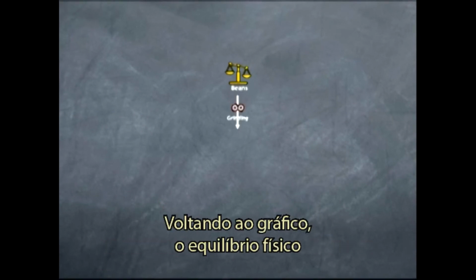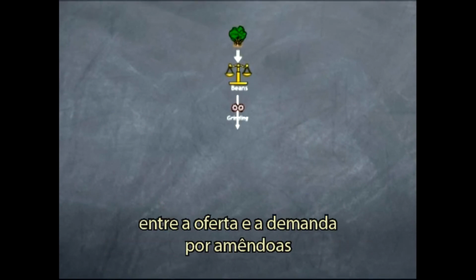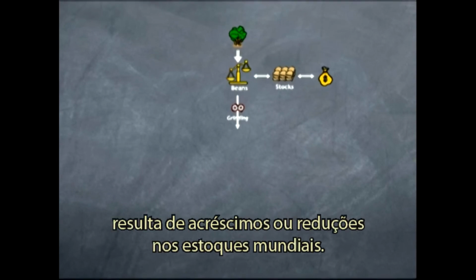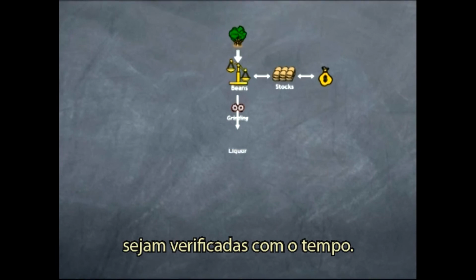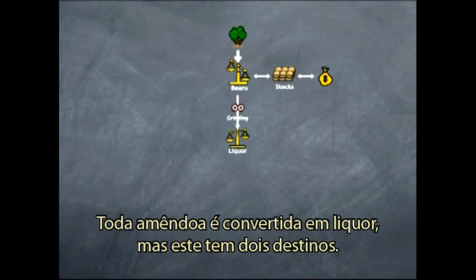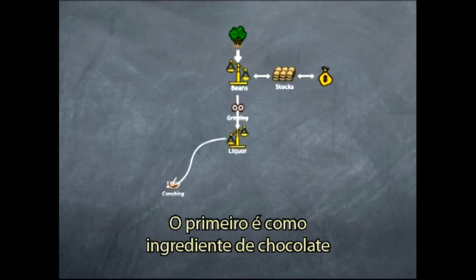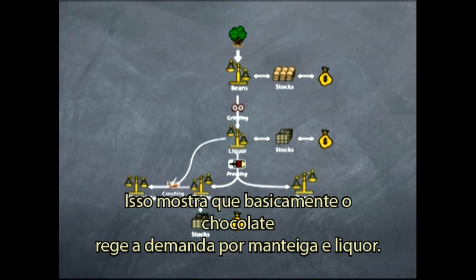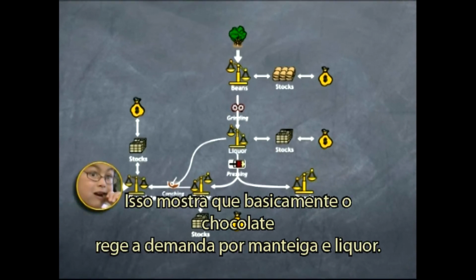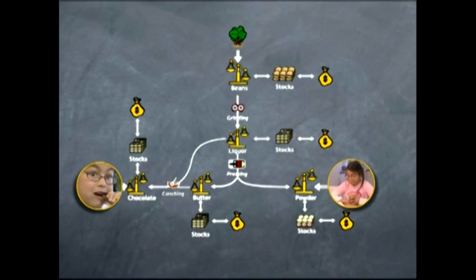Looking back at the flowchart, the physical balance between the supply and demand for beans results from adding or reducing world stocks. The pricing mechanism will force that supply and demand to be in check over time. All beans are converted into cocoa liquor, but liquor has two destinations. The first is liquor as an ingredient for chocolate, and the second is liquor that will be pressed into butter and powder. This means that chocolate basically drives the demand for butter and liquor. Powder is ruled by its own demand, independent of the chocolate industry.